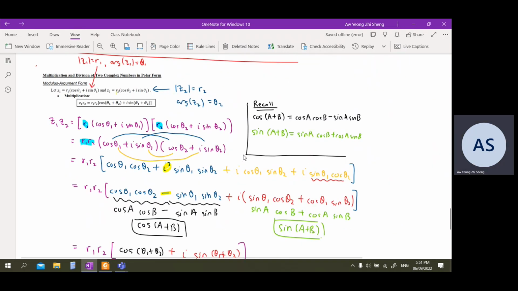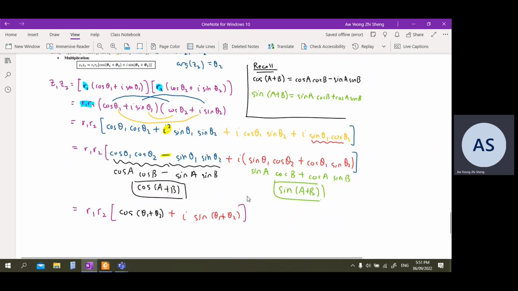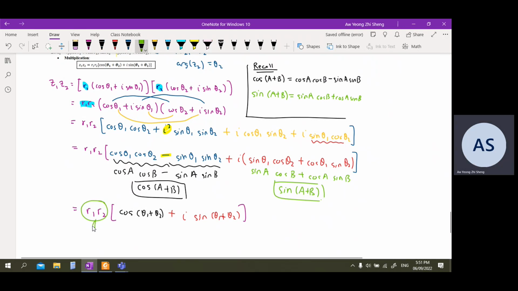Look at our latest result at the bottom of your screen. So we actually have a modulus argument form where the number at the front, R1 times R2, is just some positive real number. Because R1 itself is a positive real number, and R2 is also a positive real number, R1 times R2 is just another positive real number. And inside the square bracket, you have cos followed by i sine, with a plus in the middle, and you have the same angle.